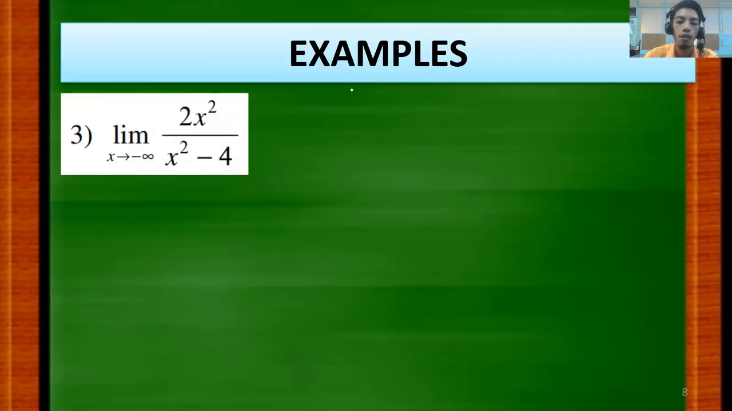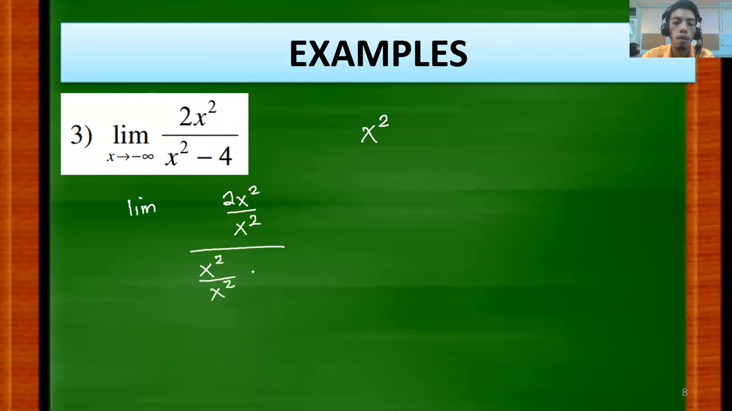Okay, let's have number 3. In number 3, we have the limit of 2x squared over x squared minus 4 as x approaches negative infinity. So the highest power of x is x squared. The next step that we need to do is to divide all terms by x squared. So you have the limit of 2x squared over x squared, all over x squared minus 4 over x squared.